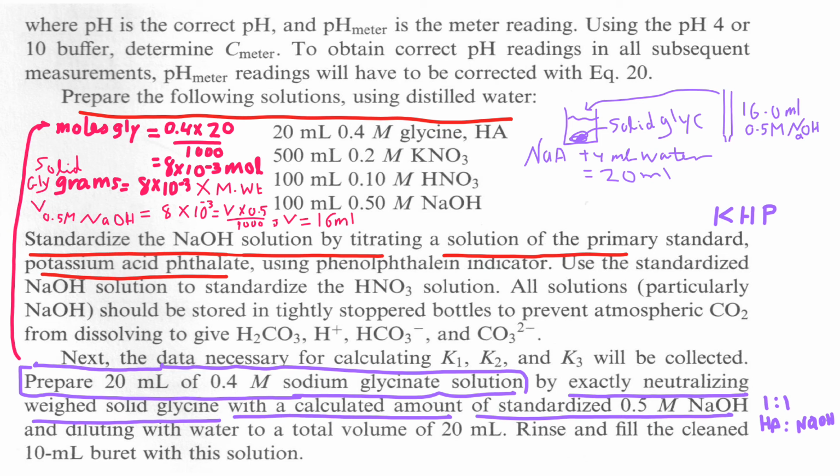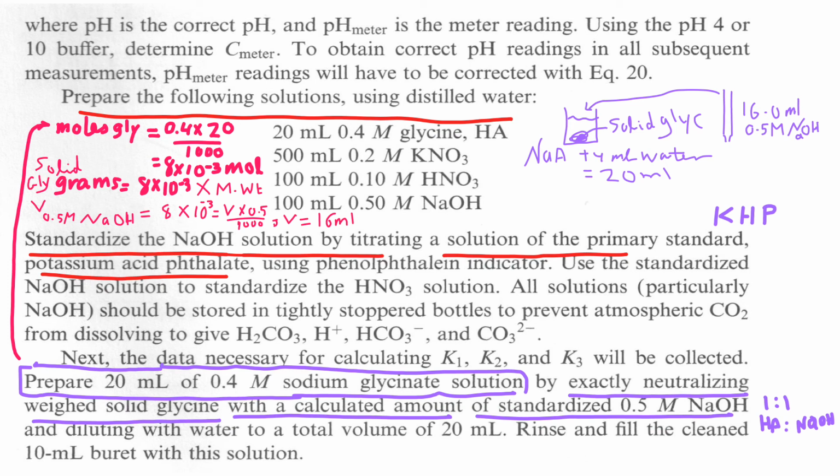So to prepare the sodium glycinate, you prepare 8 times 10 to the minus 3 mole glycine times the molecular weight of solid glycine, you see on the right, you put it in the beaker. Then you prepare 500 mL of 0.2 molar KNO3, 100 mL of 0.1 molar HNO3, and 100 mL of 0.5 molar sodium hydroxide, and you standardize it, and you use it to standardize the HNO3.